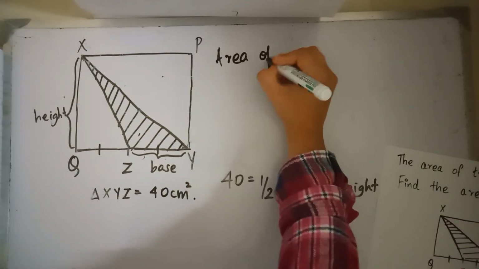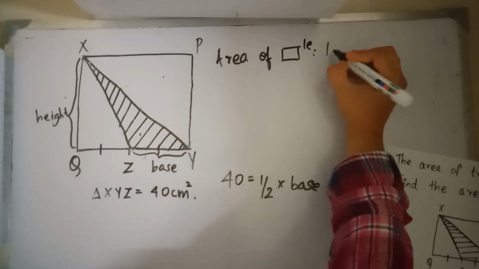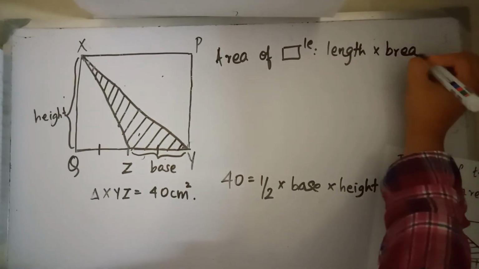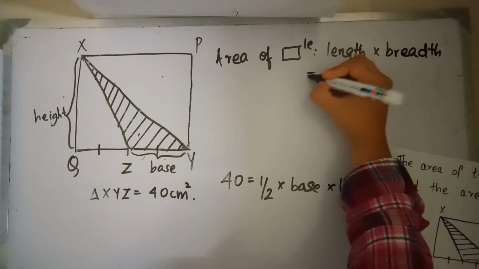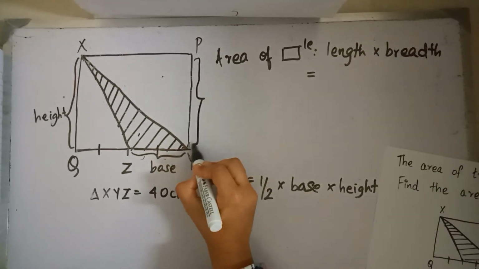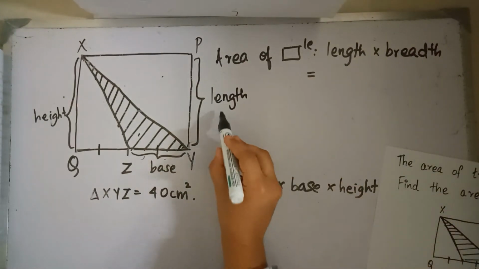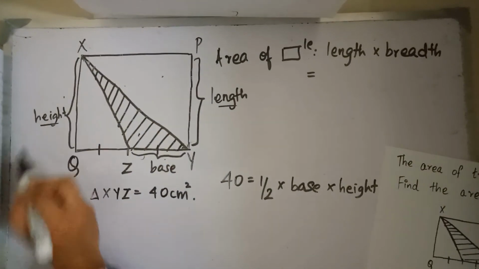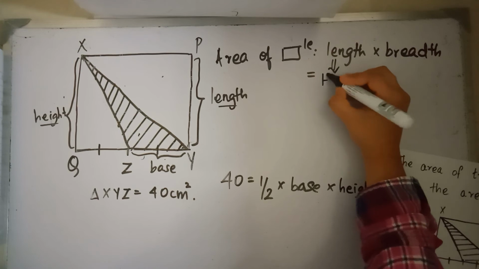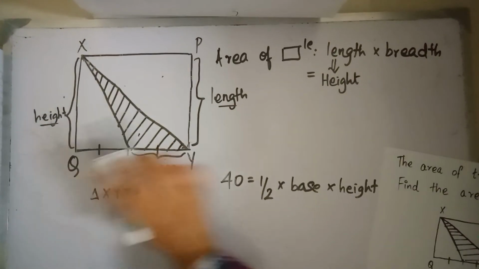Area of rectangle can be given as length into breadth. Looking at this figure, what will be the length? Length will be this. We can take any of the sides as length. This can be the length. What is length equal to? It's equal to the height of the triangle. So length is actually equal to height. Height of the triangle is equal to the length.